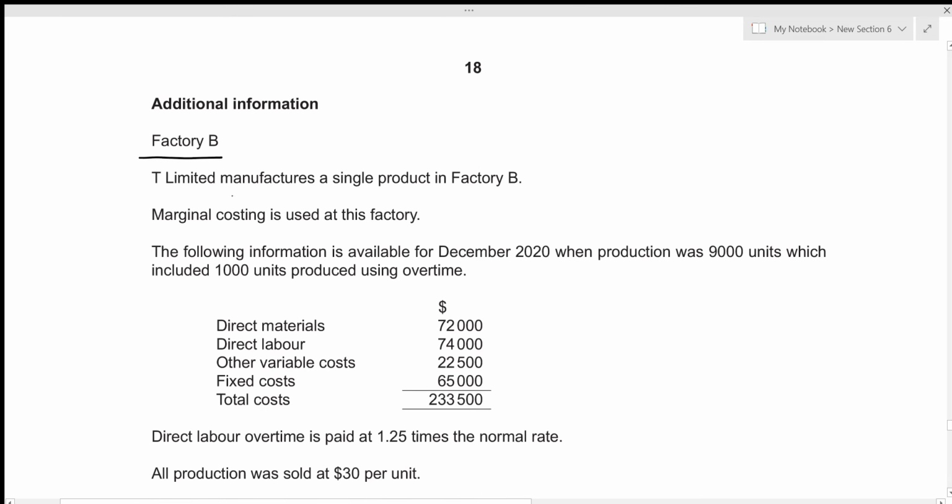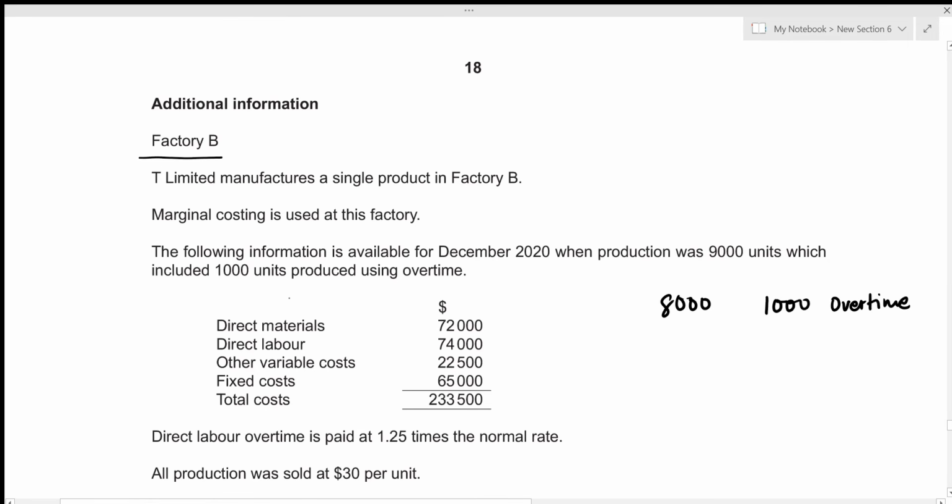Now T Limited manufactures a single product in factory B, and marginal costing is used at this factory. So previously we were using absorption costing. We are then given the information available for December 2020 when production was 9,000 units, which included 1,000 units produced using overtime. So using the normal time, 8,000 units were produced, and then 1,000 units were produced on the basis of overtime.